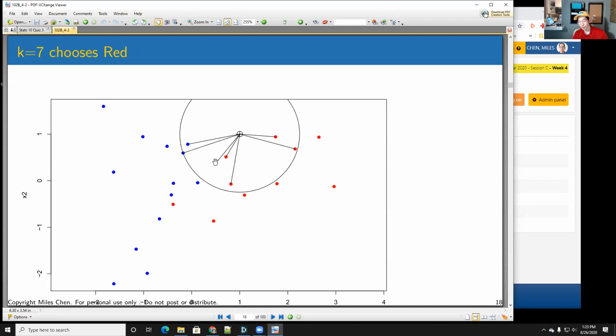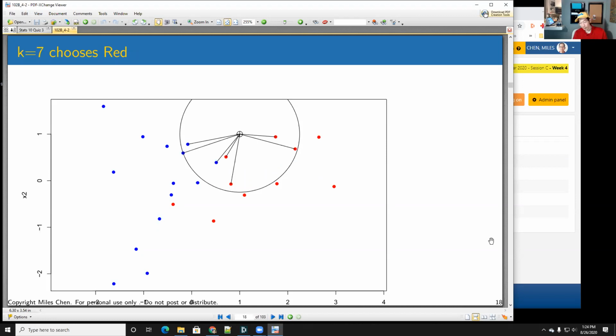Right now, with the regular old k nearest neighbors algorithm, everybody's vote counts the same, and so because there are 4 red points and 3 blue points, it's going to get classified as red. Even if the 3 closest points are blue, the 4 red outweigh the 3 blue, and therefore it gets classified as red.